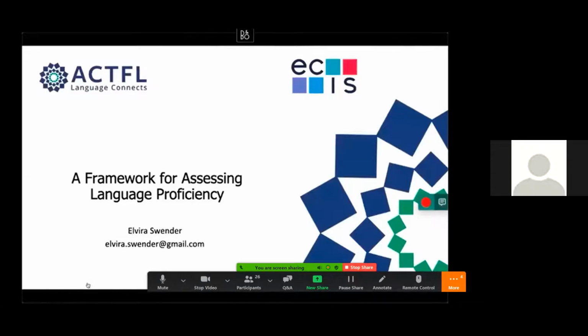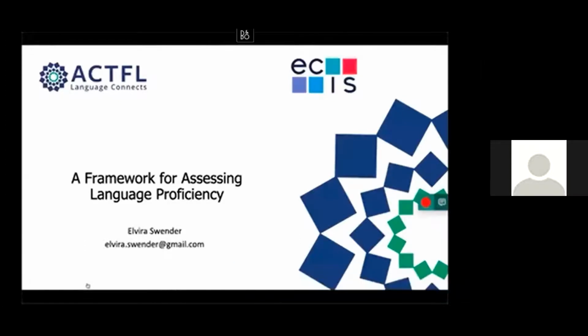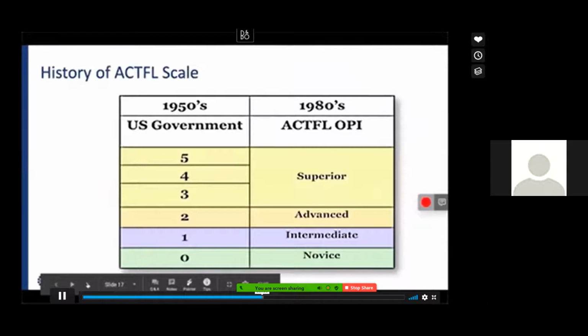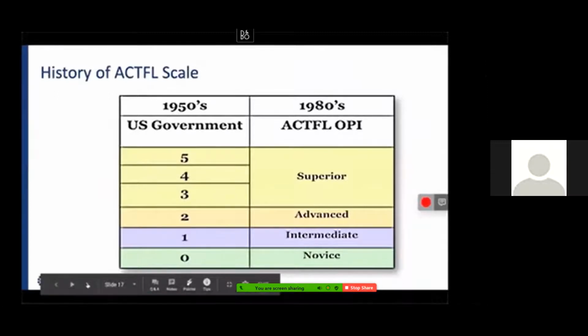Thank you, Neus. And this is Elvira Schwender, and I'm going to follow up on a lot of what you heard in Neus's presentation, talking about an assessment framework that has been used in the US and is now used internationally. In fact, across more than 60 countries.